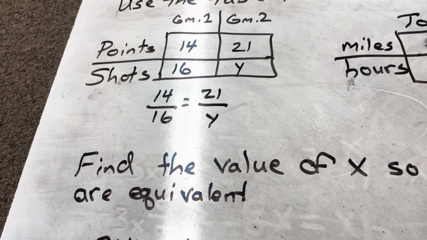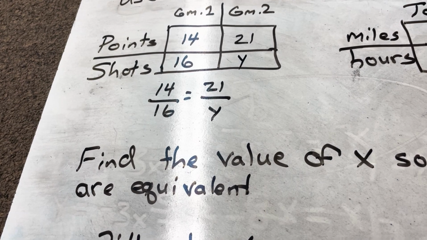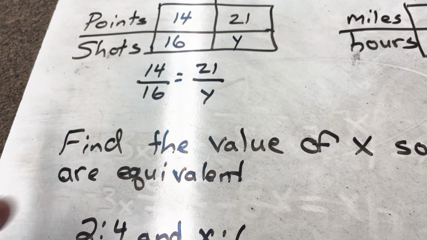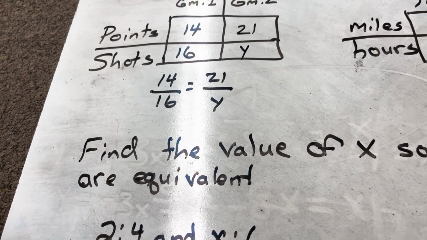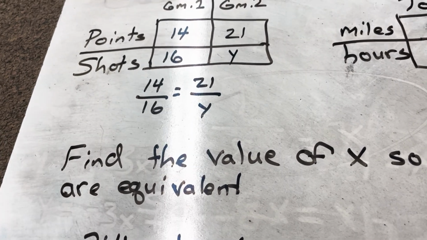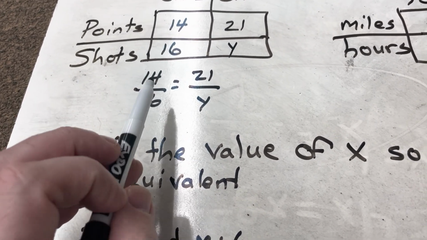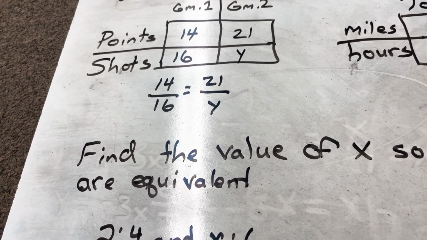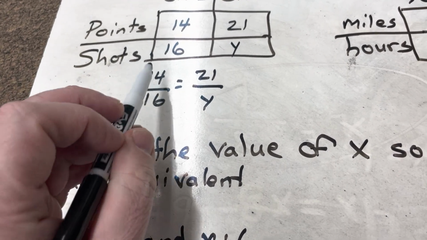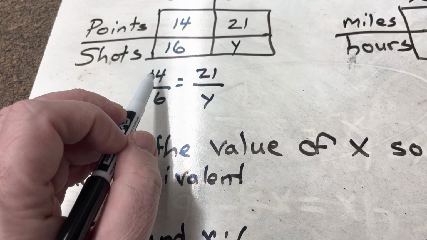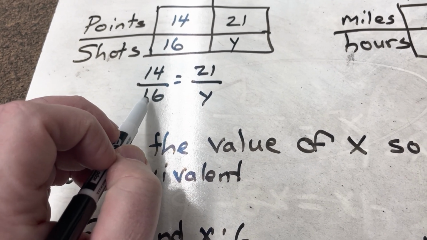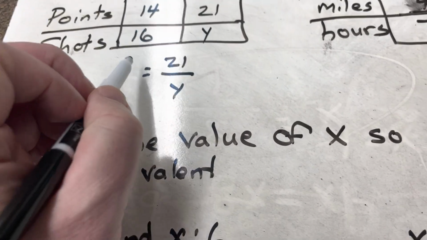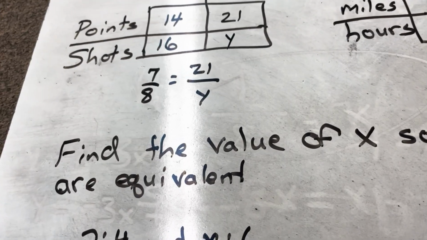Now another way to do this, and this one works out well. I can always do the cross-checking. 14 times something isn't going to work great with 21 necessarily, but it could if I wanted to do 21 divided by 14. But I noticed that this fraction is not in simplest form, 14 over 16. And so this is another option in the sense that I can divide these both by 2. And 14 divided by 2 is 7. 16 divided by 2 is 8. So my 14 over 16 actually simplifies down to 7 over 8.